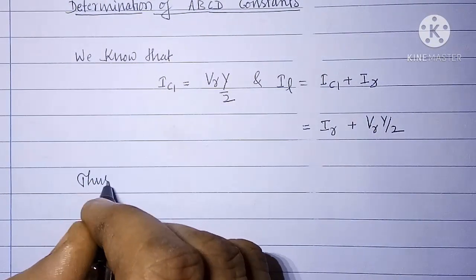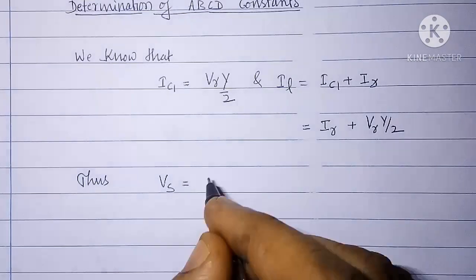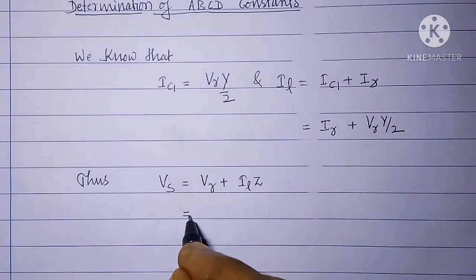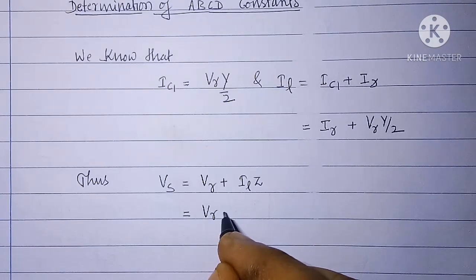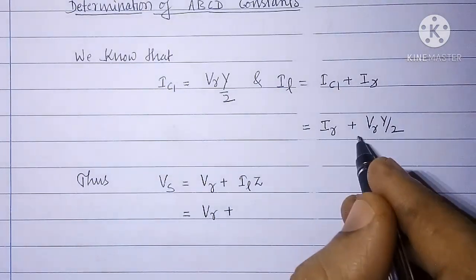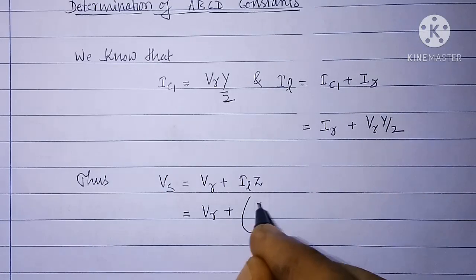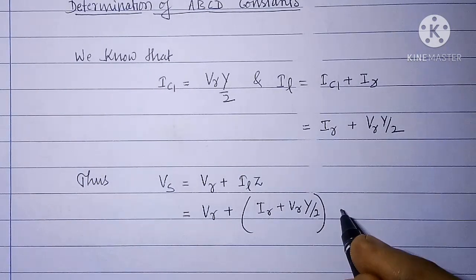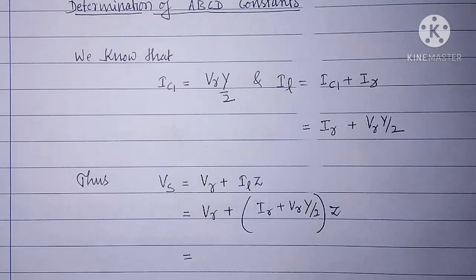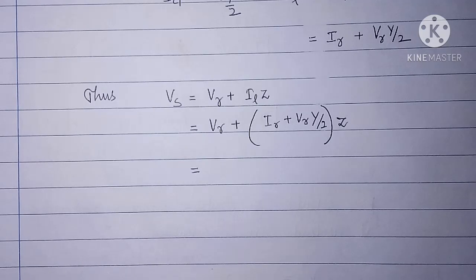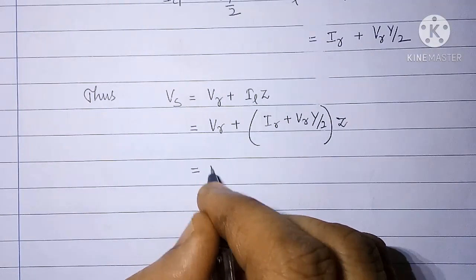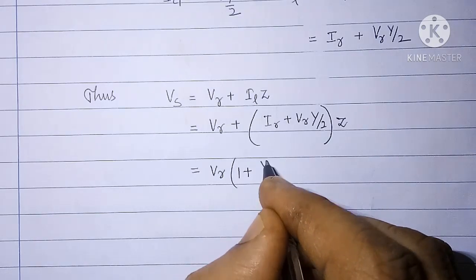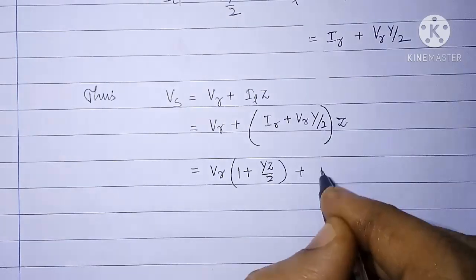Thus, Vs is equal to VR plus IL into Z, that is equal to VR plus IL, which is IR plus VR into Y by 2, into Z, that is equal to VR into the bracket 1 plus YZ by 2 plus IR into Z.